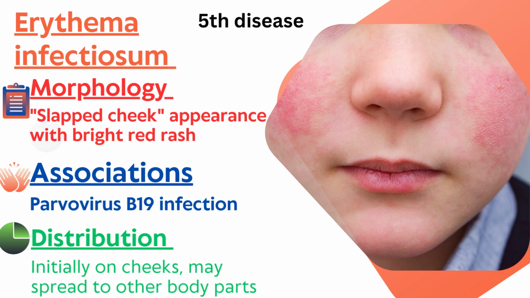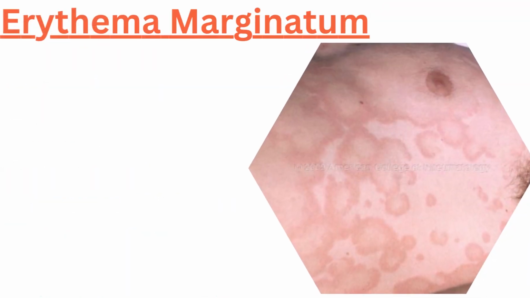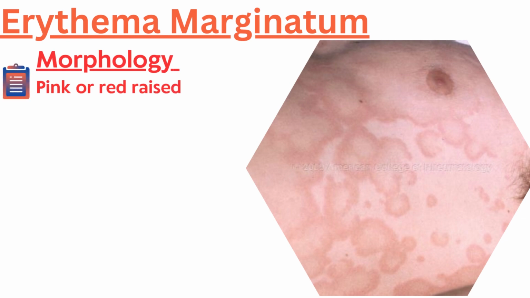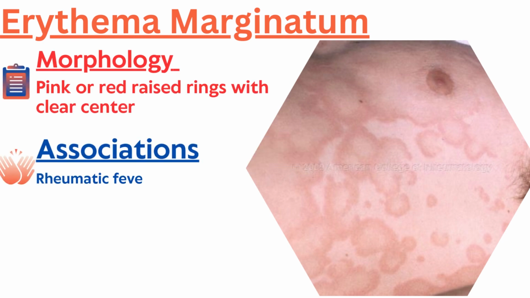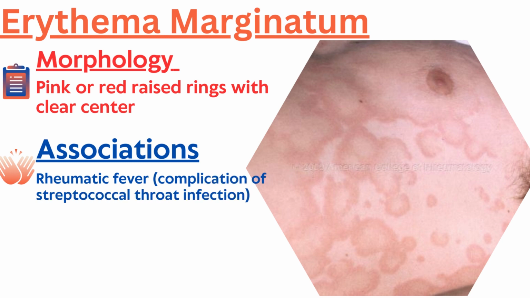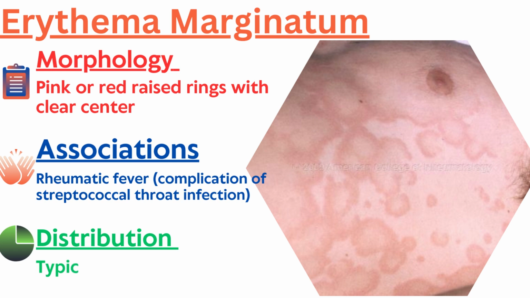Another intriguing type is Erythema marginatum, which presents as pink or red raised rings with a clear center. Rheumatic fever, a complication of streptococcal throat infection, is frequently associated with this erythema. Erythema marginatum tends to manifest on the trunk and limbs, allowing for its recognition and differentiation from other erythemas.